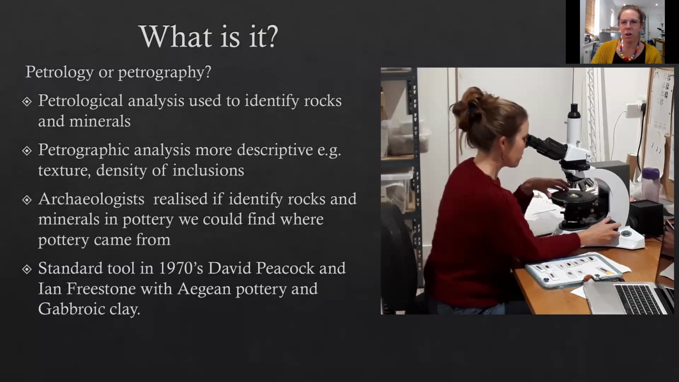Quite a long time ago, in the late 19th century, archaeologists realised that if you can identify rocks in pottery, you can find out where they come from. That was very useful. Then it became more of a standard tool in the 1970s with the pioneering work of David Peacock and Ian Freestone, looking initially at Aegean pottery, and also David Peacock looking at Gabbroic Iron Age pottery from Cornwall in the southwest. So that's where it started.